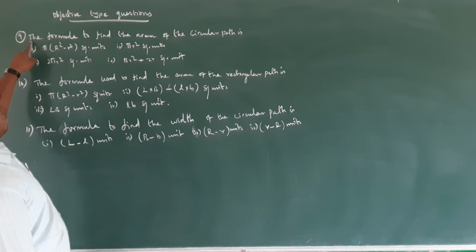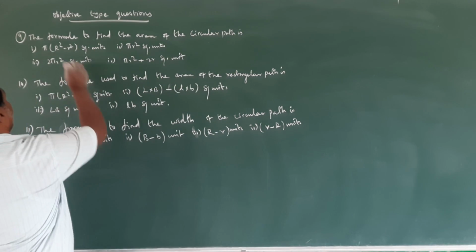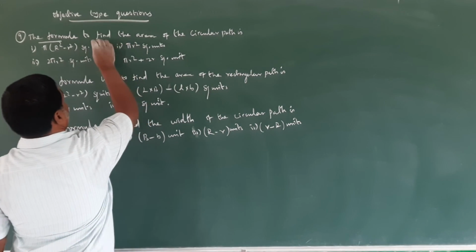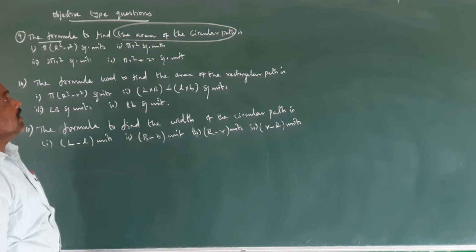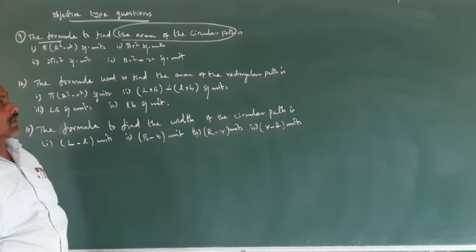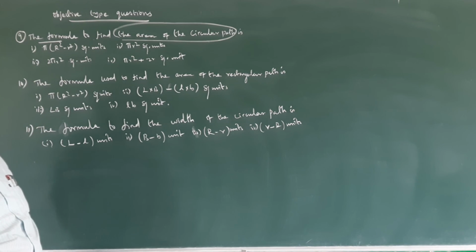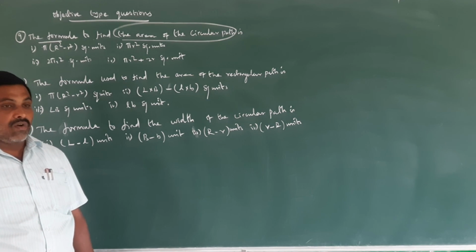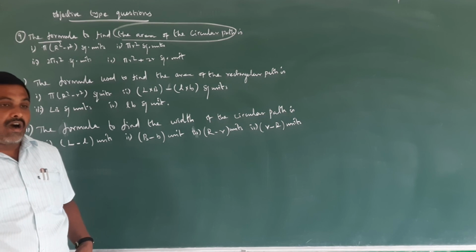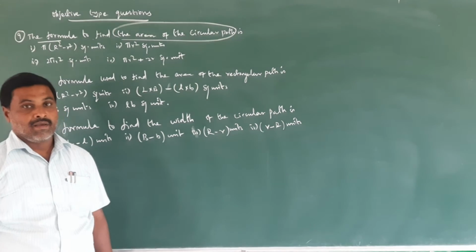Next, objective type questions. Question number 9. The formula to find the area of the circular path. You know this formula very well. Area of the circular path equal to area of the outer circle minus area of the inner circle.